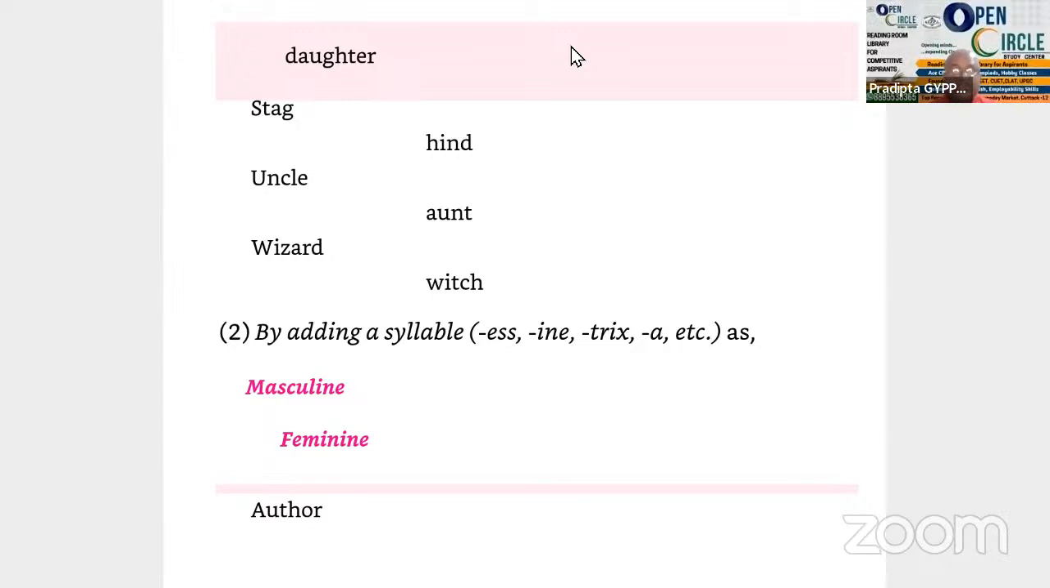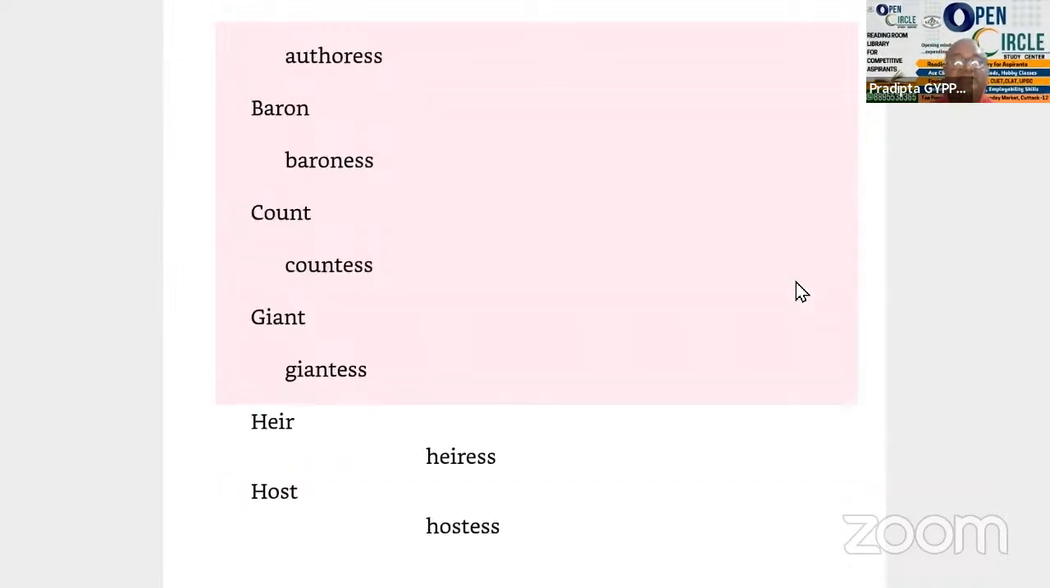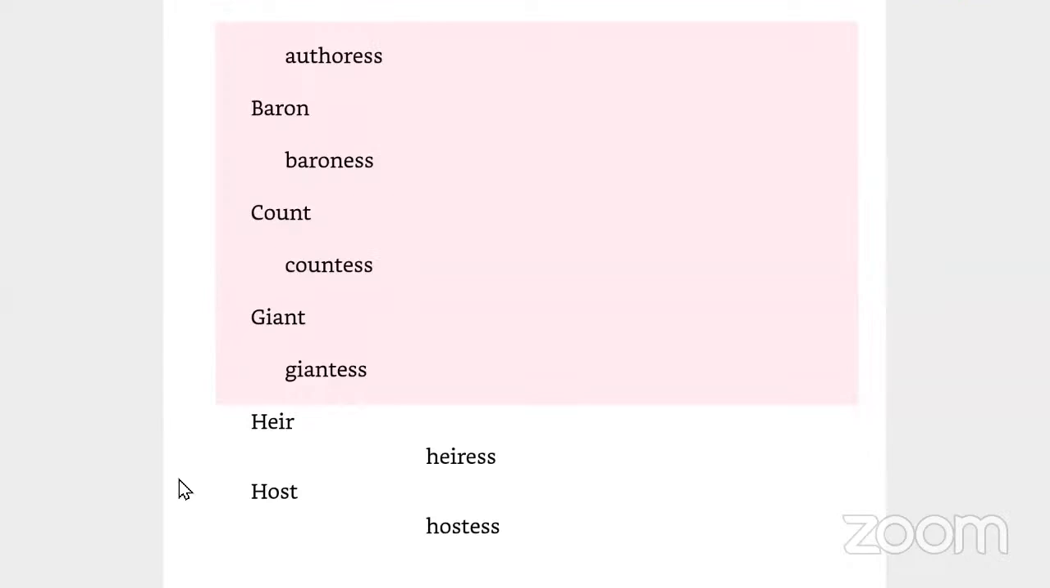Good. Sometimes we make the female by adding suffixes like ESS, INE, TRIX, or A. Let us see. Author, authoress. Baron, baroness. Count, countess. Giant, giantess. Heir, heiress. Let me tell you that these words baron and count are officers of the British court.